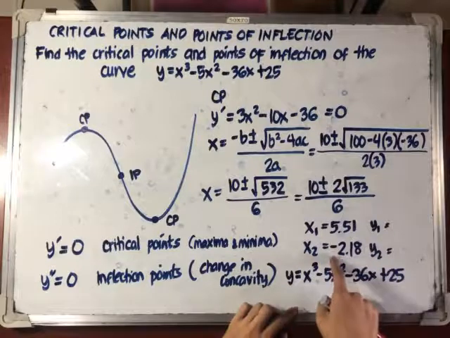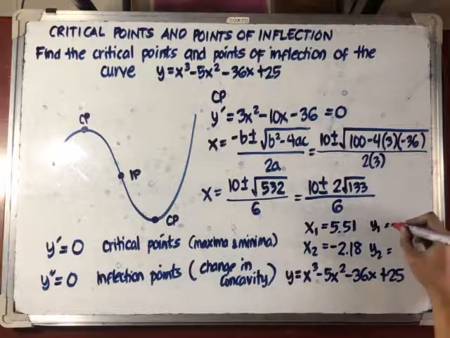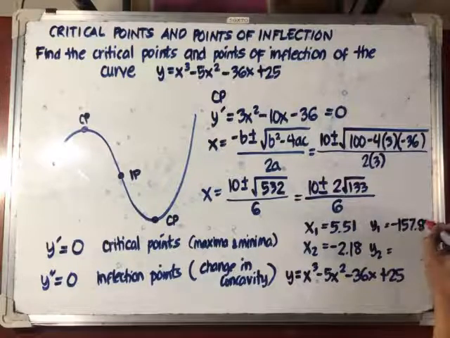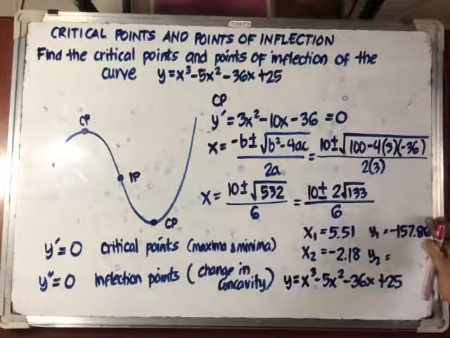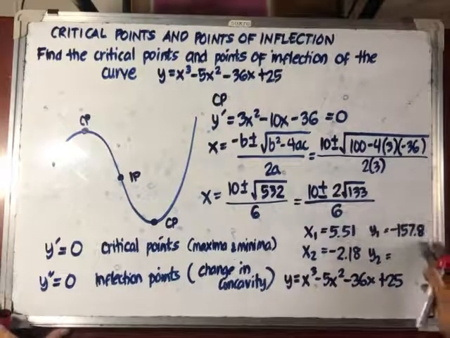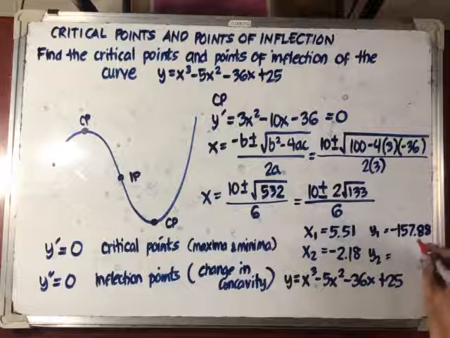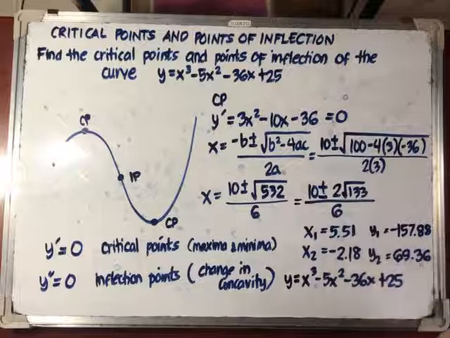Let's do it again also for negative 2.18. So for 5.51, this would be negative 157.86. Kala ko kasi makikita natin sa calculator. I'm sorry. And then dito naman, you calculate again with negative 2.18. You can do that manually naman. 69.36 dapat ang lalabas dyan. So, we have 2 points now.